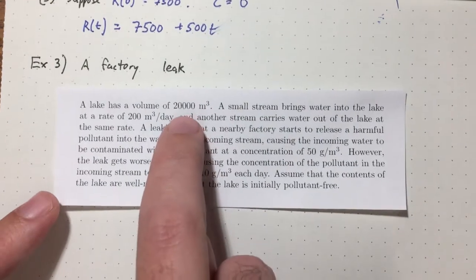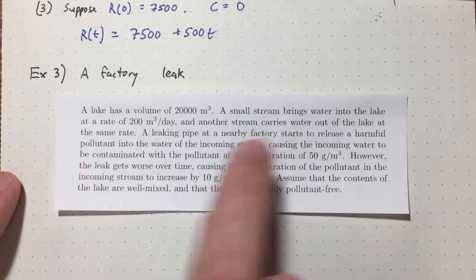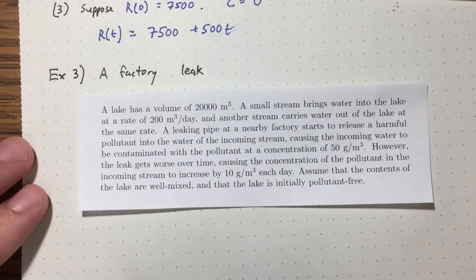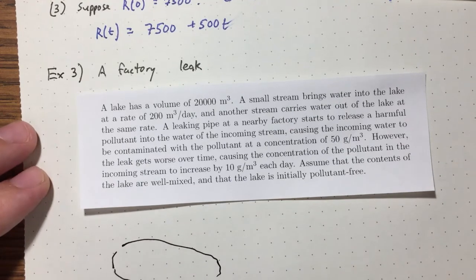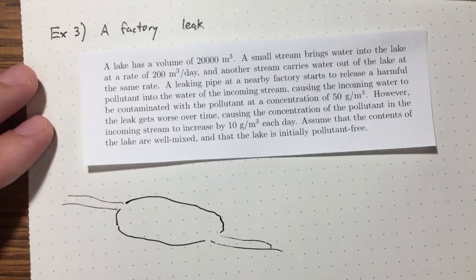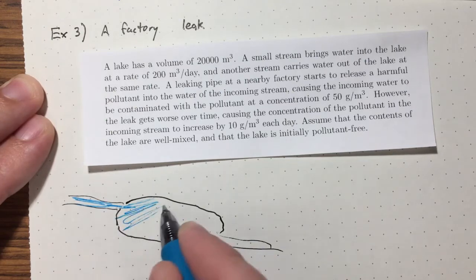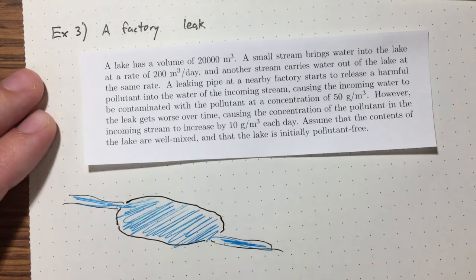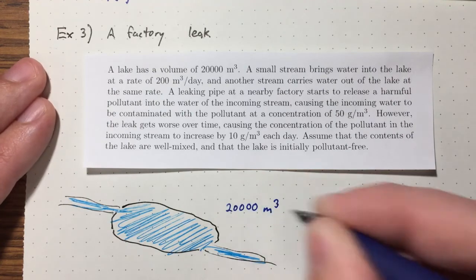So we're starting with a lake. It has volume 20,000 cubic meters. And we have a stream coming in and a stream coming out. And they're the same rate, right? So I'll start drawing this. I'm not going to do the problem, but that's going to be for you to try. We have a stream coming in and a stream coming out. Okay. So here's our lake. And start labeling. So 20,000 cubic meters.